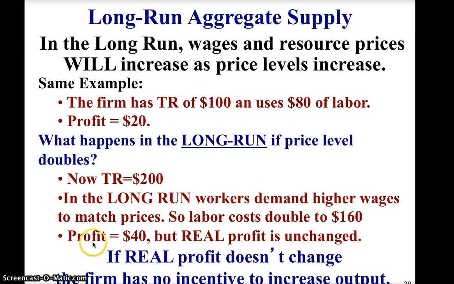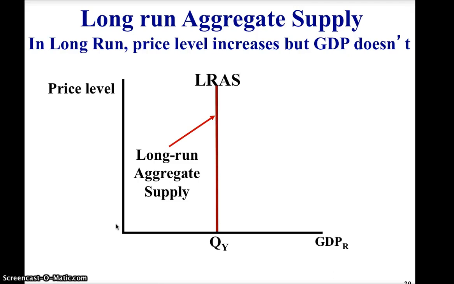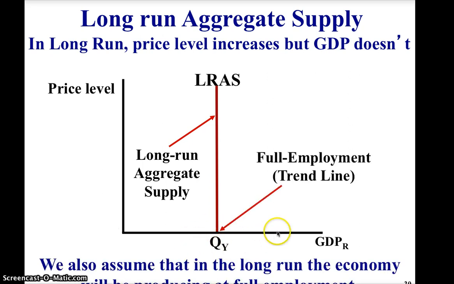If real profit doesn't change, the firm has no incentive to increase output. So in the long run, price level increases, but GDP doesn't. So in that sense, in the long run the aggregate supply curve is a vertical line at what economists would call full employment. We call this the trend line if we're looking at the business cycle. And we always assume as economists that the economy will produce this amount at full employment.